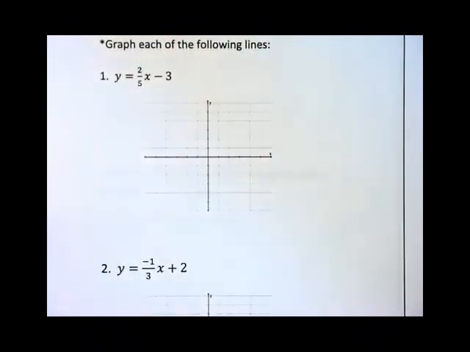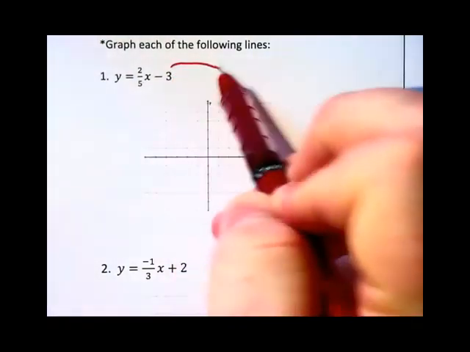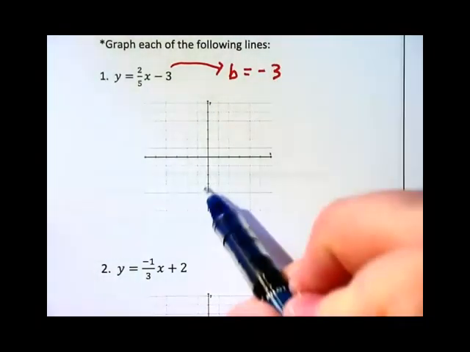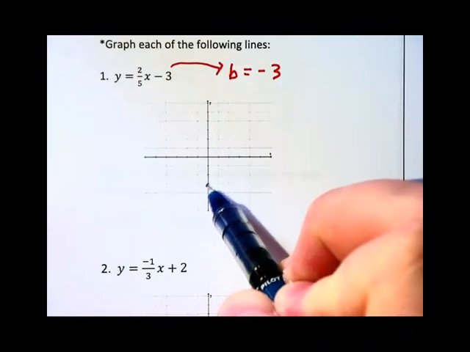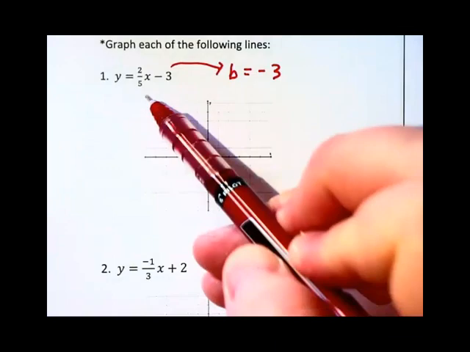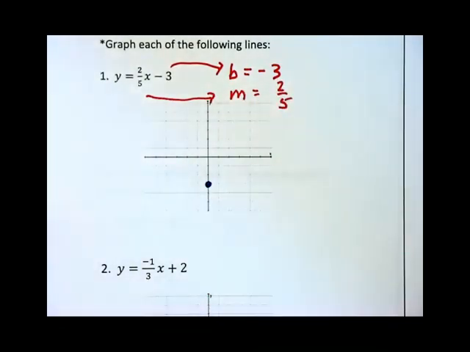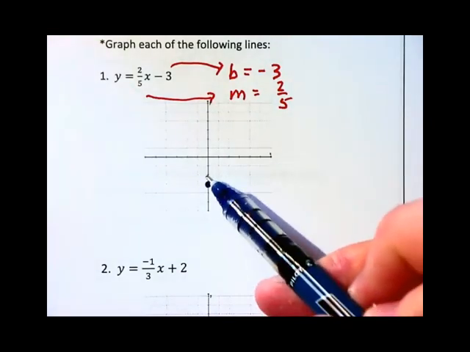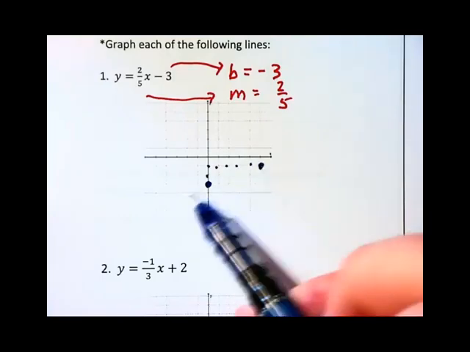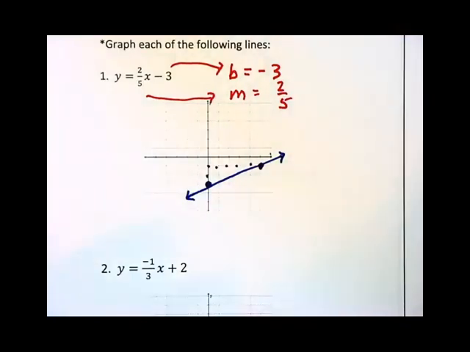The first thing we do is we identify and plot the y-intercept. We see here that b is equal to -3, and that tells us we're going to have a point on our graph, a y-intercept at (0, -3). We also see that the slope is 2/5, and that tells us we're going to rise 2 and run 5. So there we go, up 2 and 1, 2, 3, 4, 5 to the right. There's our second point, and through them we draw our line. And that's all there is to it.